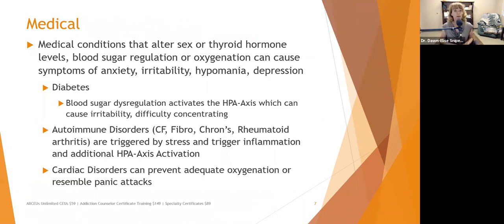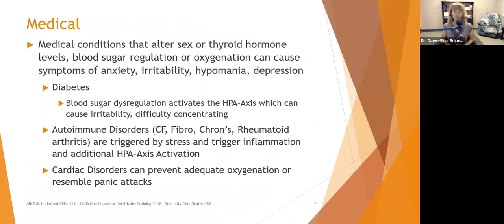Diabetes, for example, when there's blood sugar dysregulation, it activates the HPA axis, which can cause irritability and difficulty concentrating. When your blood sugar gets low, your HPA axis kicks into high gear and tells your body, dump blood glucose, which happens, but that also triggers the fight or flight response. It can make people sort of shaky. It can make them a little bit dizzy. Obviously, it can also cause irritability, difficulty concentrating. And if there's too much insulin, then blood sugar is going to be too low. So you can see how diabetes, if it's uncontrolled, can impact mood.